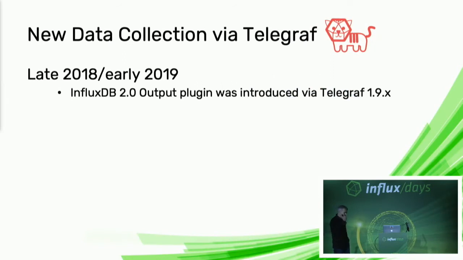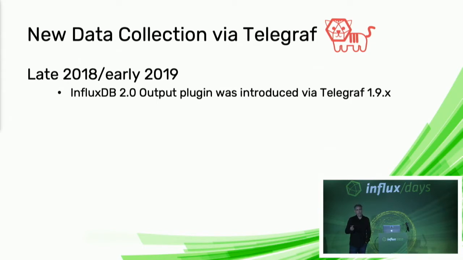So first, I think Russ covered a lot about Telegraph already. This is our data collection tool, and I saw a lot of hands go up when he asked how many of you were already using Telegraph. Now, somewhat quietly, we released the InfluxDB 2 output plugin at the end of 2018 and early 2019. We didn't make a big deal about it because there wasn't anything for you to write the data to.